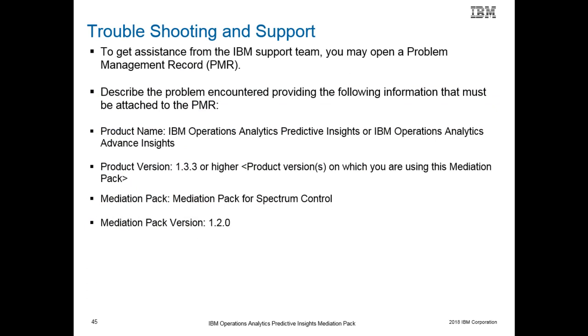If you experience any problems, you can open a problem management record with IBM support. When you open the problem ticket, you must provide the product name and version of the Predictive Insights software that you are using. You must also provide the Mediation Pack name and version that you have installed.